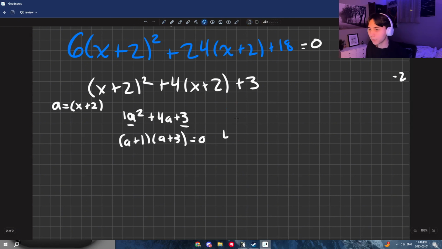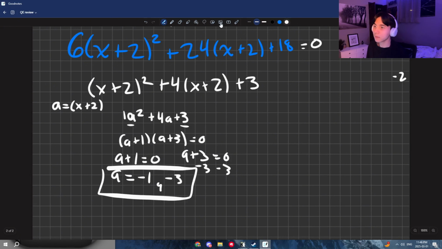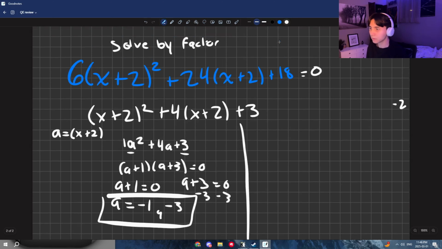Again, all we have to do is individually set each factor equal to 0. So we have a + 1 = 0 and a + 3 = 0. Now we just subtract 1 and 3 from both sides, and we get a = -1 and a = -3. So now from here, we're going to plug our values of a back in, because we're not done.